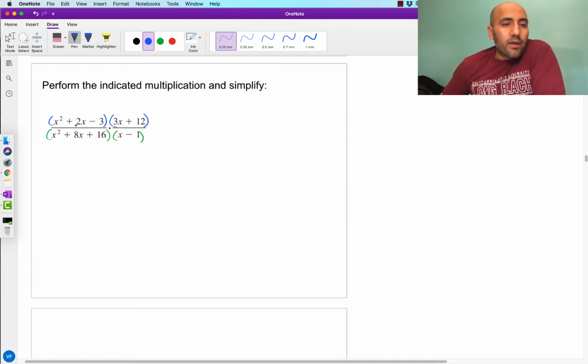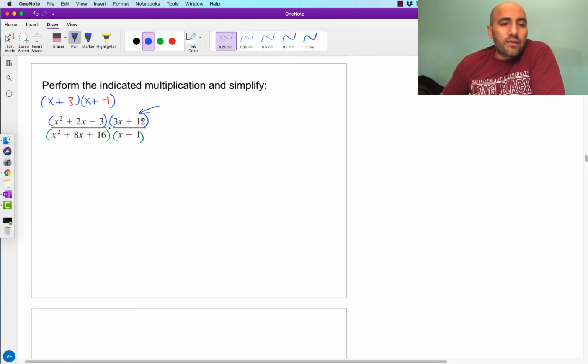x squared plus 2x minus 3, that's going to be x plus blank times x plus blank. Two numbers that multiply to -3 but add to +2. That's going to be a +3 and a -1. They multiply to -3 but add to +2. Good. Okay, so that takes care of that term.